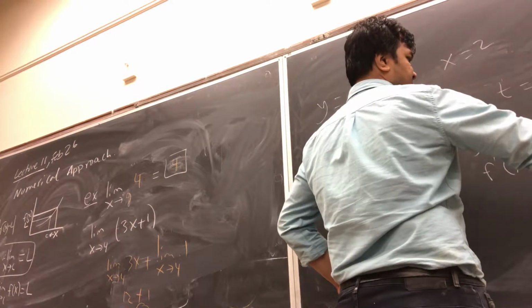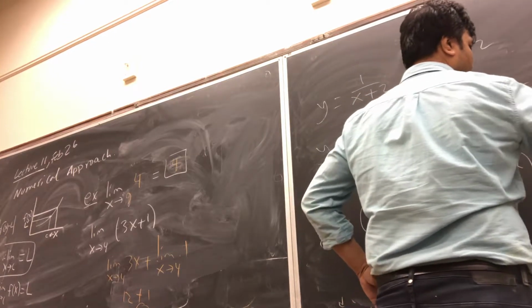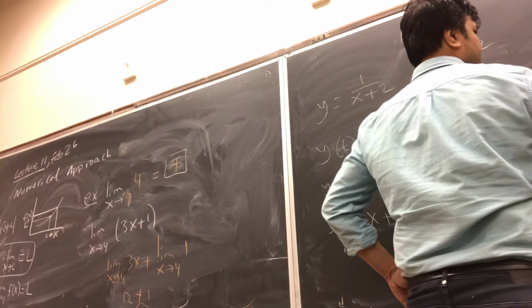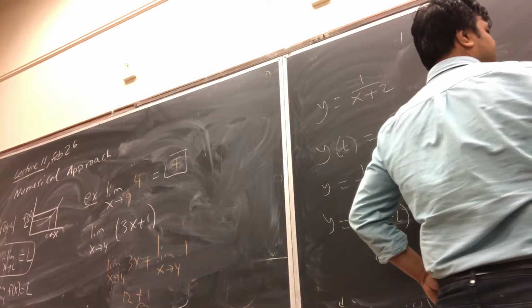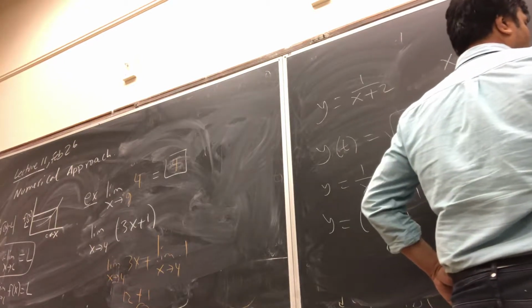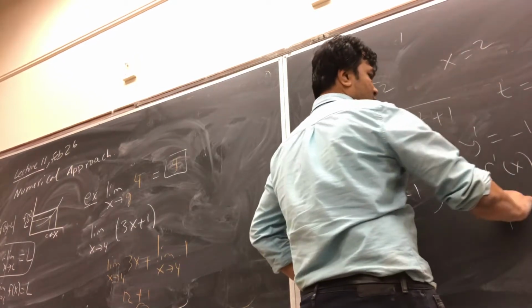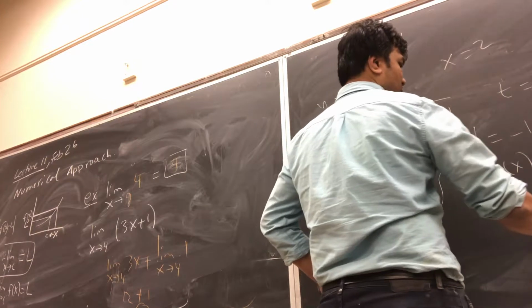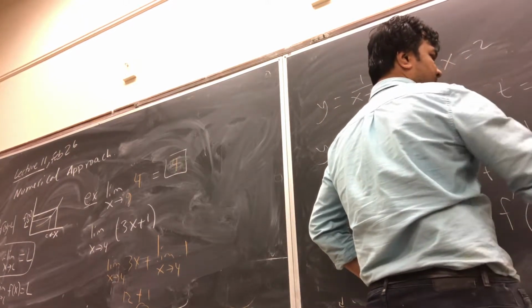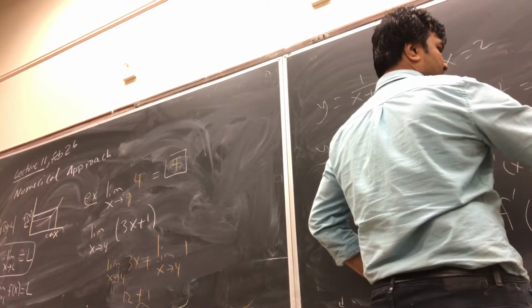Minus 1 over (x plus 2) squared. What is the derivative of the inside? Just 1. So f prime of 2 is equal to negative 1 over 16.